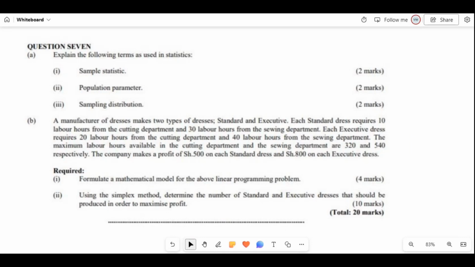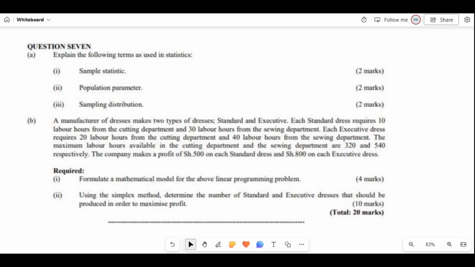In the question, we are told that a manufacturer of dresses makes two types of dresses: the standard and the executive dress. Each standard dress requires 10 labor hours from the cutting department and 30 labor hours from the sewing department. Each executive dress requires 20 labor hours from the cutting department and 40 labor hours from the sewing department. The maximum labor hours available in the cutting department and the sewing department are 320 and 540 respectively.